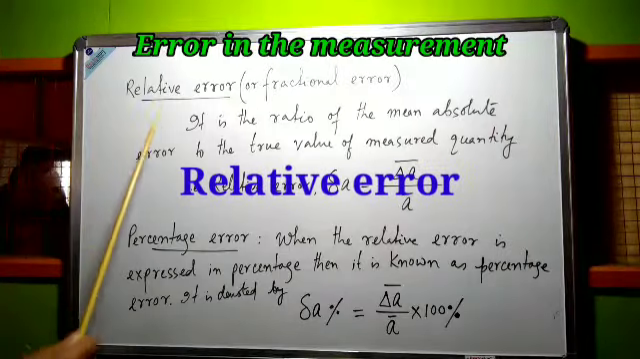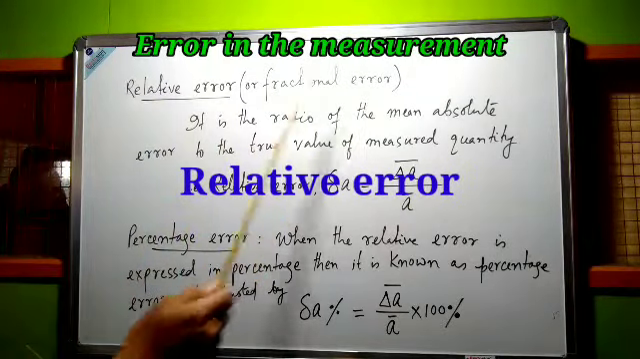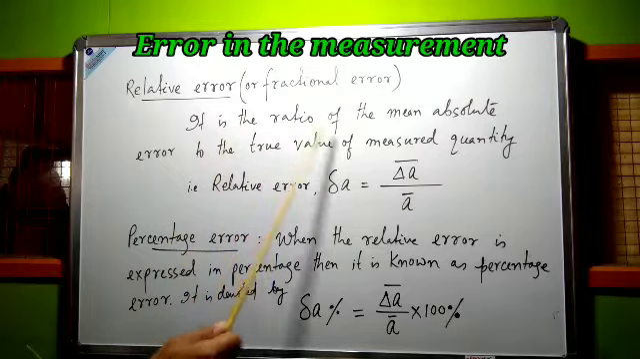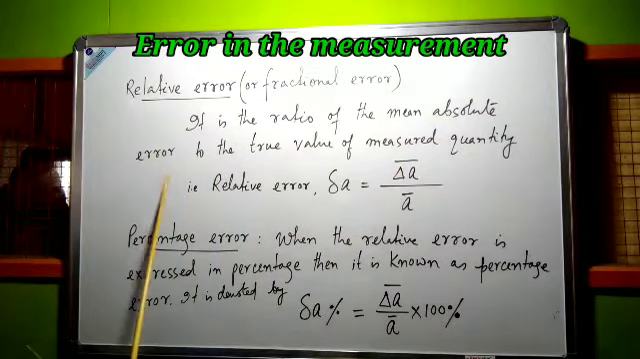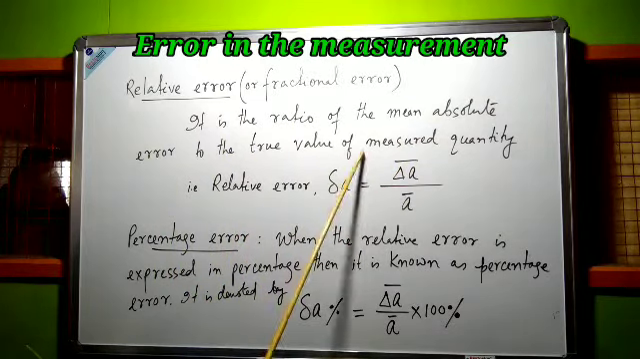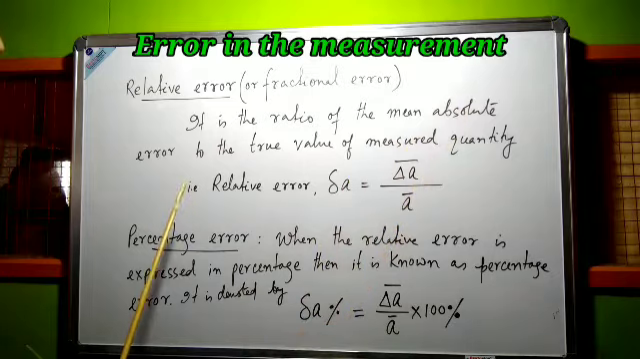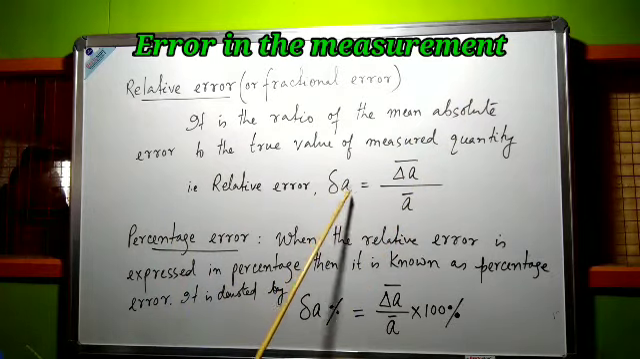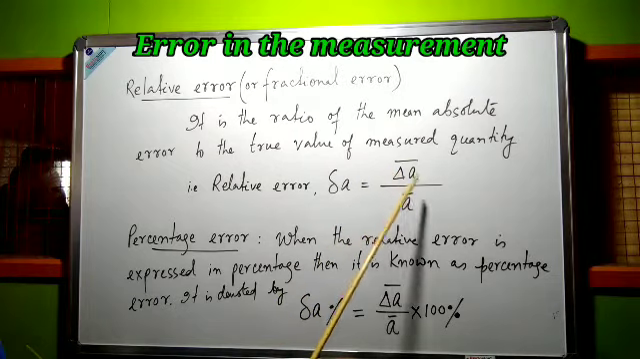Next we have to define relative error or fractional error. It is the ratio of mean absolute error to the true value of measured quantity, that is relative error is denoted by delta a, and this should be equal to delta a bar divided by a bar.